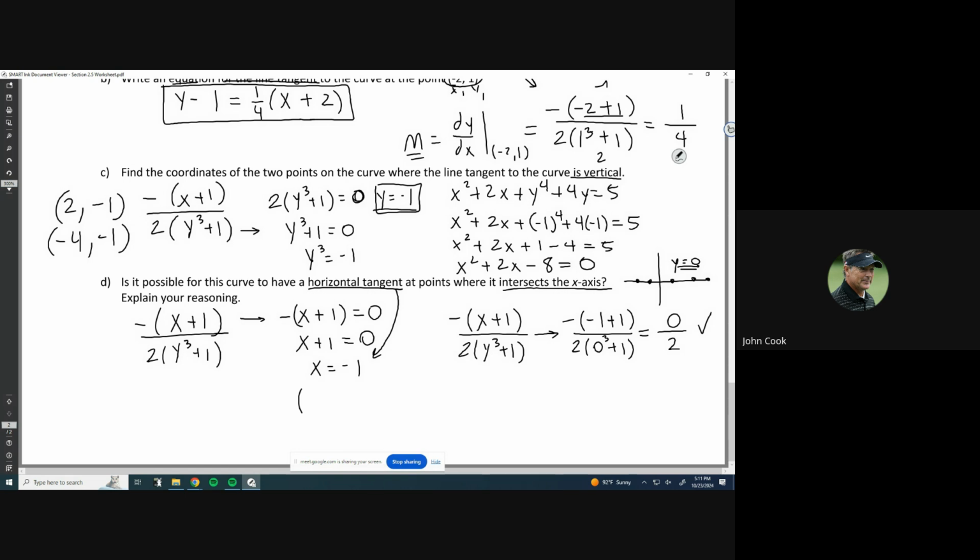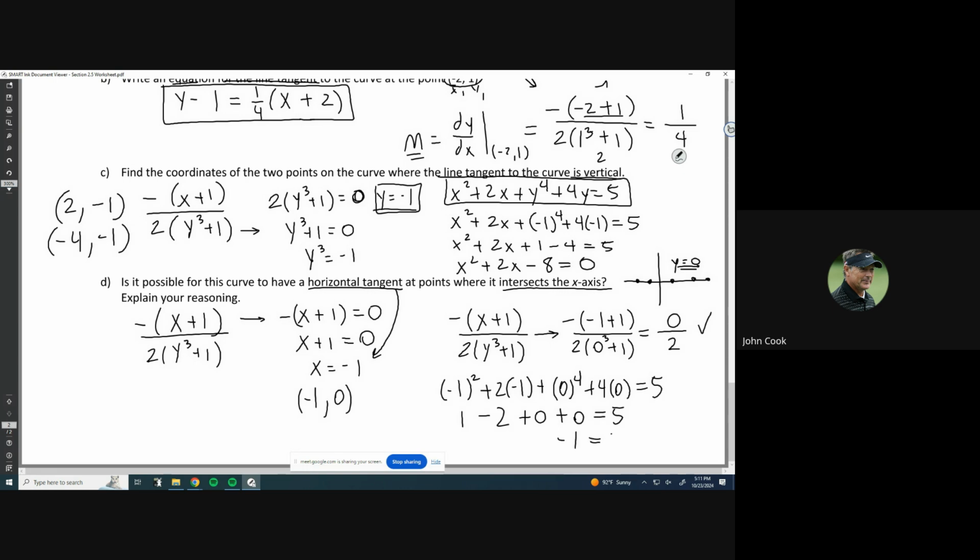So does the coordinate negative 1, 0 actually work in the original graph? Let's see if it does. I plug in those numbers, negative 1 for x and 0 for y. Negative 1 goes in for x, so negative 1 squared, plus 2 times x, which is negative 1, plus y, which is 0 to the fourth, plus 4 times y, which is 0. And I need to make sure that's equal to 5. Negative 1 squared is 1. And then negative 1 times 2 is negative 2. Plus 0 equals 5. So, is negative 1 equal to 5?